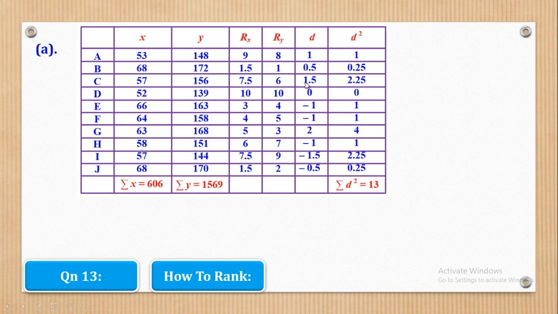This minus this, I'll come up with 1.5. This minus this is 0. This minus this is -1. This minus this is -1. This minus this is 2. This minus this is -1, and so on up to the end.